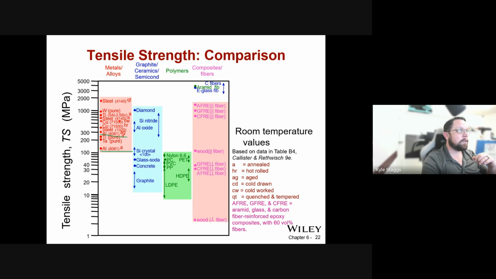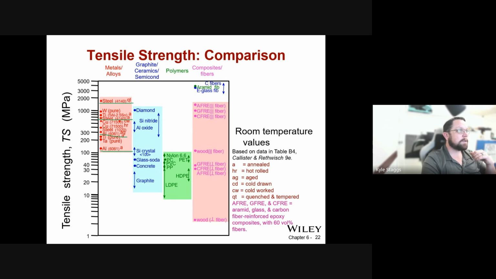Pure titanium versus a specific titanium alloy, 4140 annealed steel versus a tempered and quenched steel. That's a big window as well. So that's, again, more than, I think, a doubling of the tensile strength. Tungsten is really, really tough stuff. Also very expensive. Titanium alloy is also very expensive.